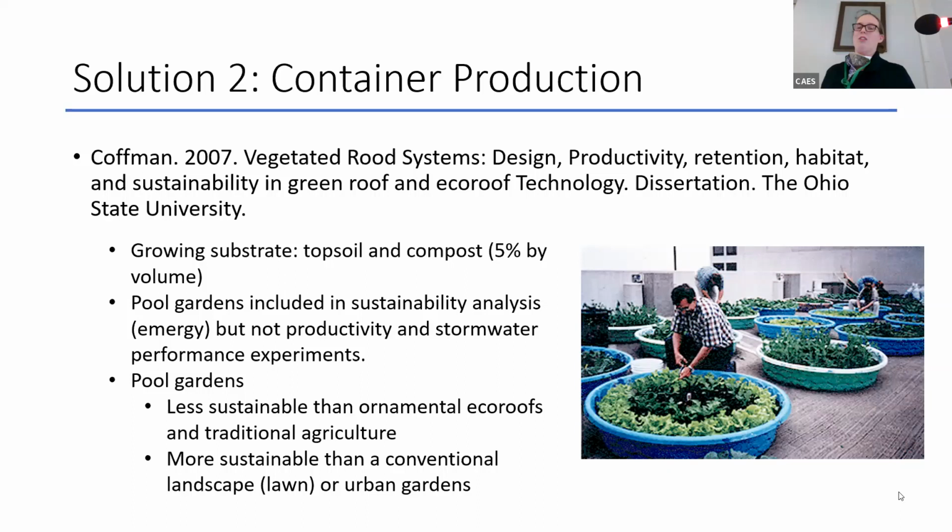Where they came out was that the pool gardens were less sustainable than ornamental eco roofs or green roofs and traditional agriculture, but more sustainable than lawns and other urban garden systems. But there were a huge number of things they didn't necessarily take into account. They were assuming that compost was coming from outside, when urban gardeners tend to rely on locally sourced compost or make their own compost, which would change the sustainability of the system.